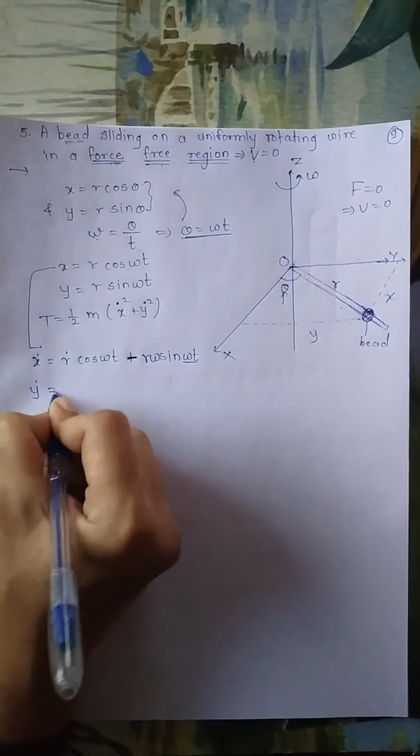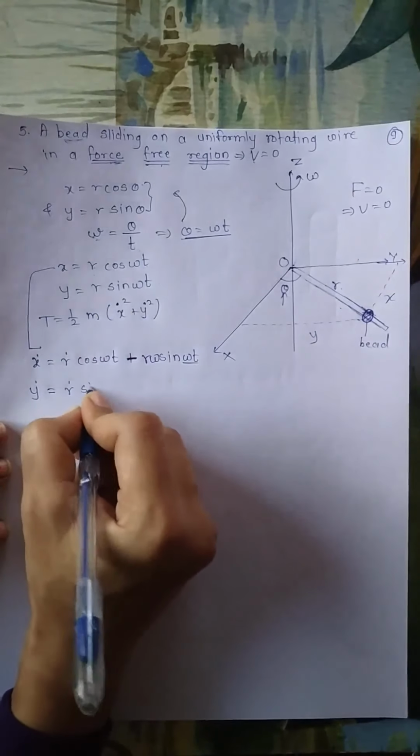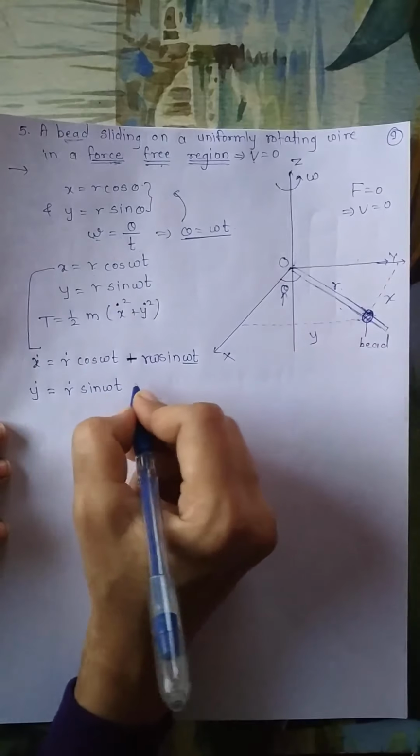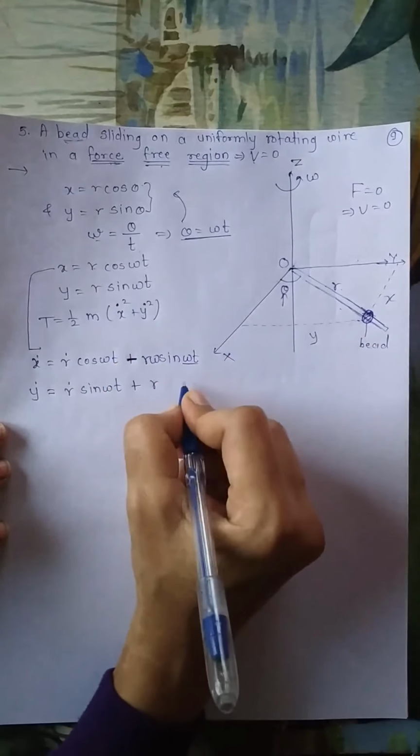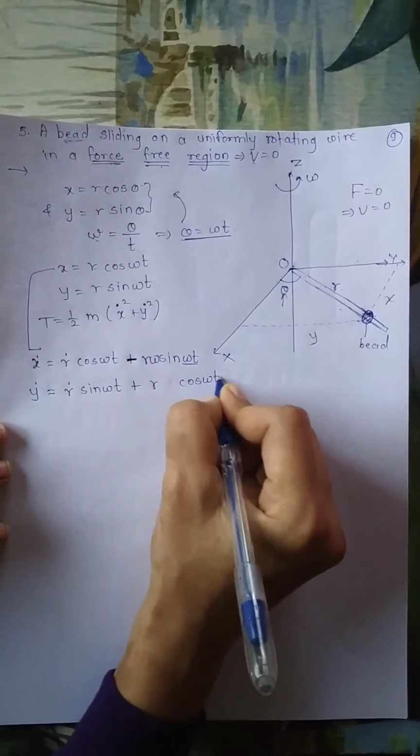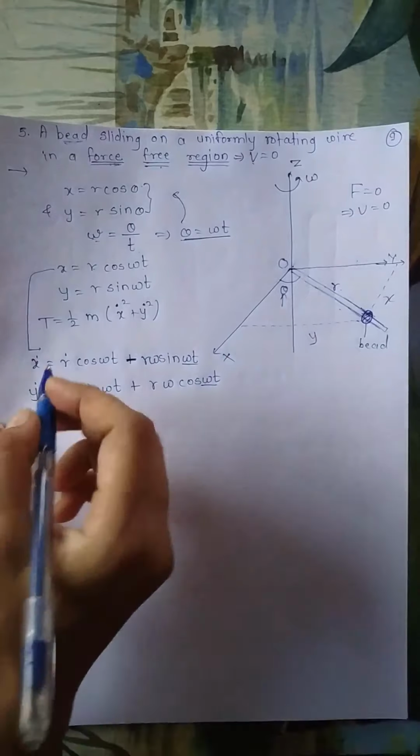So this is one correction, and this is x dot. Similarly, we will find y dot by using the product rule again. So here r dot sin omega t as it is. Now here plus we will keep r constant. The derivative of sine is cos omega t into the derivative of omega t, which is omega. So these are x dot and y dot.